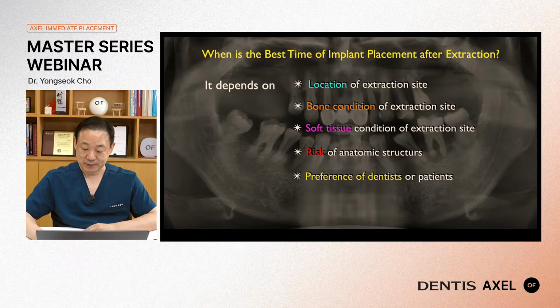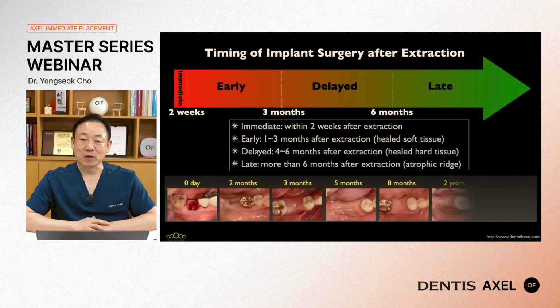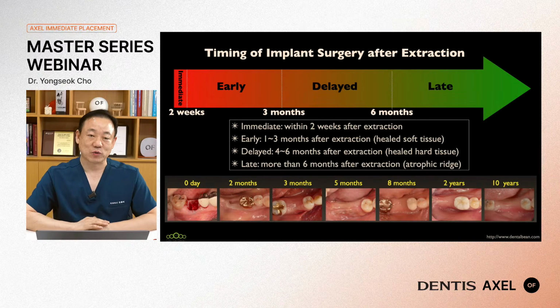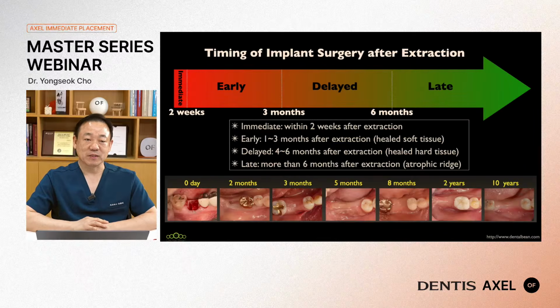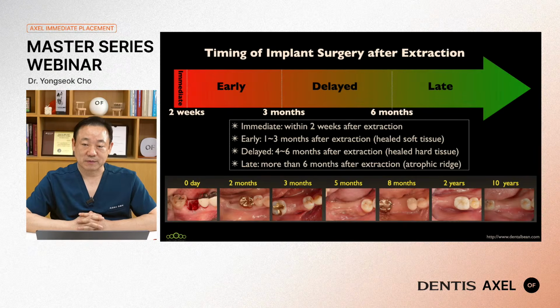Okay. Here is a classification of timing of implant surgery after extraction. Within 2 weeks, we call it immediate implant placement. Under 3 months, early implant installation, and 3 to 6 months, we can say delayed implant placement, and over 6 months, it is late implant placement.